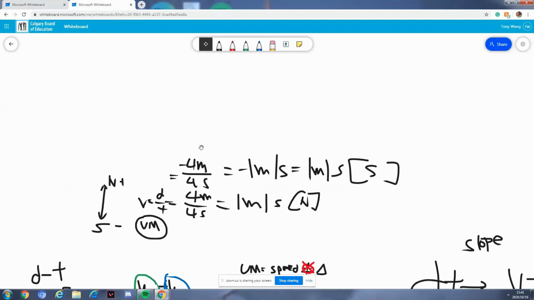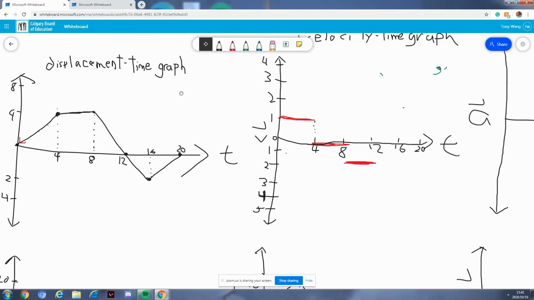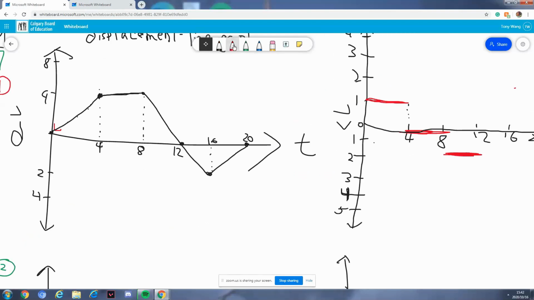Okay, so let's do this one with slope actually. So for slope we need 2 points. So I highlighted these 2 points. This point is 12, 0. This point is 16, 2. And remember, the units are in meters and seconds.